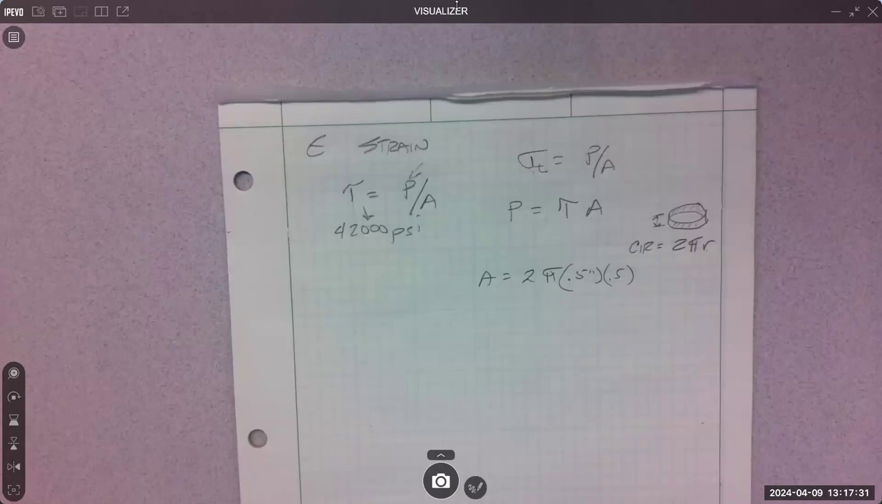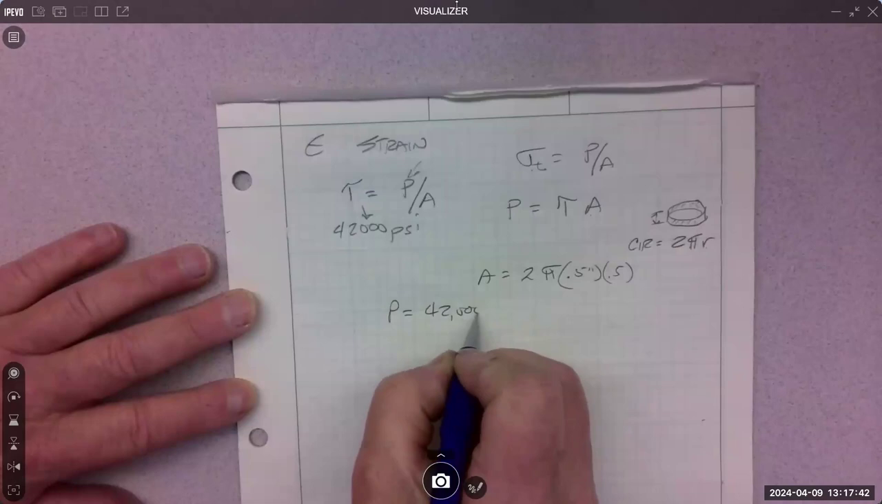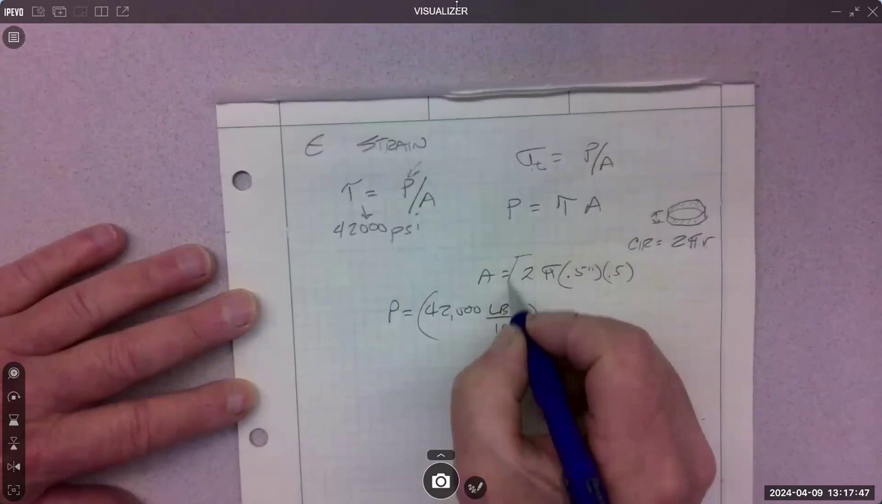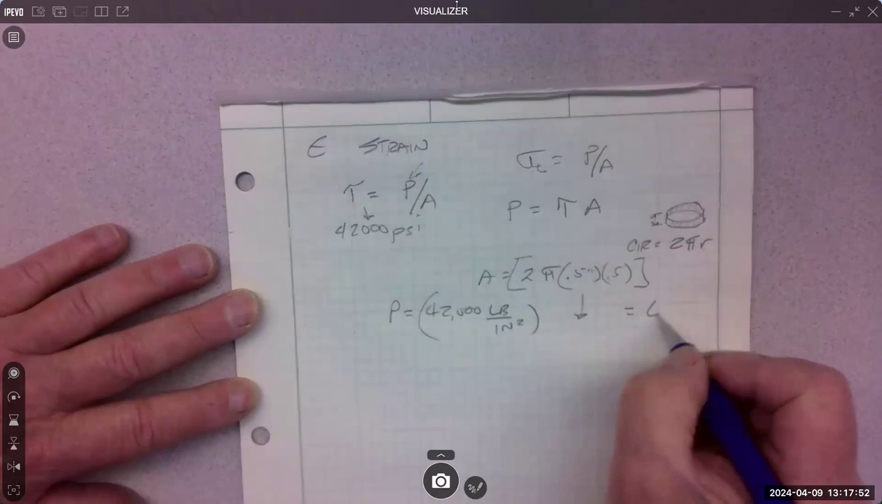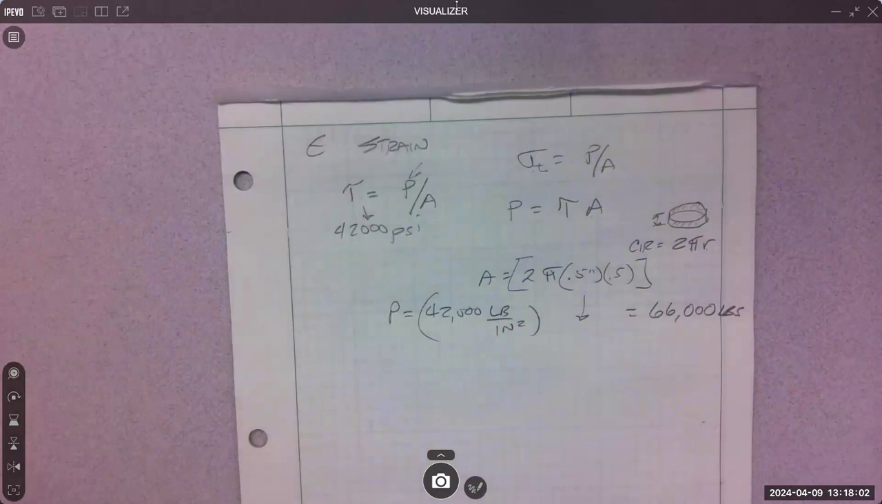What did we get for P? 42,000 times this area. I got 66,000 pounds. That's the answer from the book, but the actual number is 65,973 pounds, 0.45. Yeah, they round.